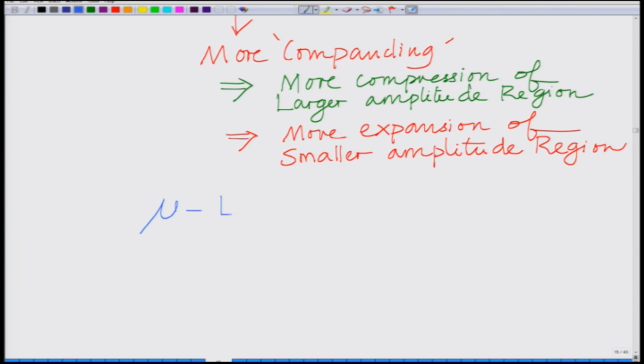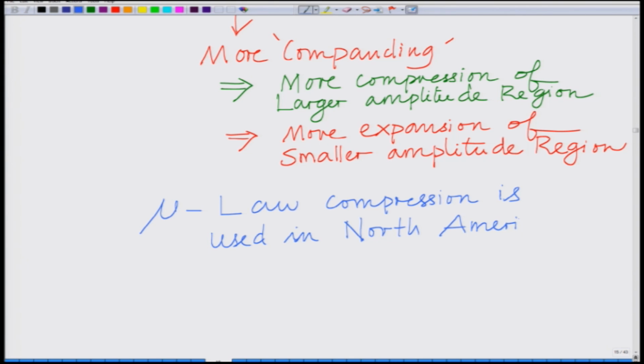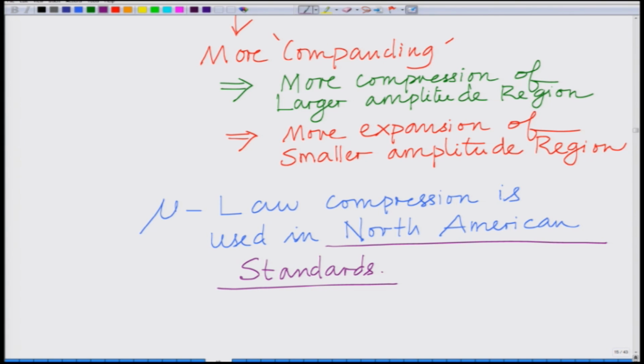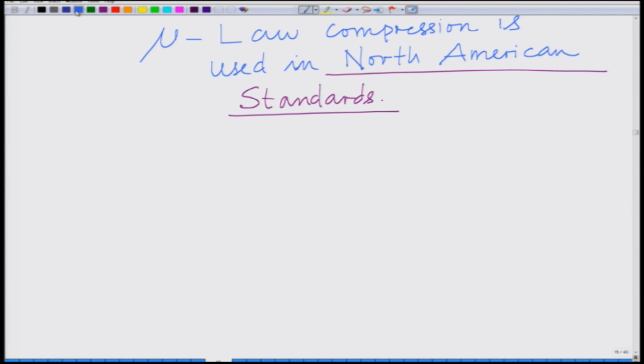Okay. And it is also worth noting that this mu law compressor for quantization is used in the North American standards. Mu law compression is used in North American standards. And in contrast, there is also another, competing compression standard.